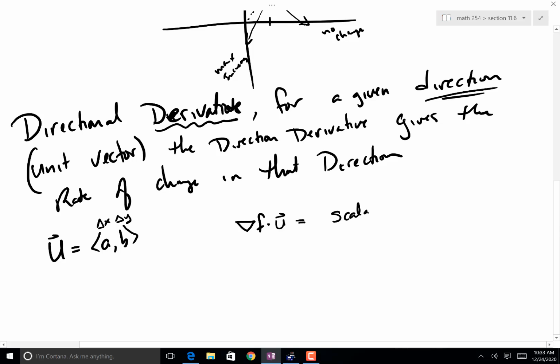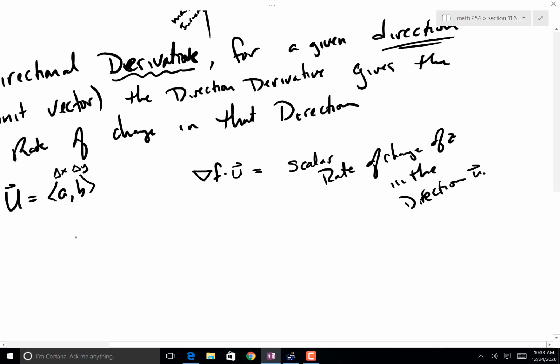Now, what will that scalar mean? This is the rate of change of z in the direction of u. That's it. But why does it work that way? See, I'm glad you asked.